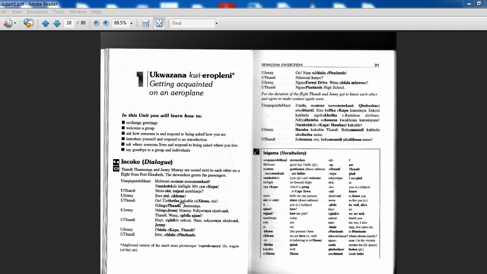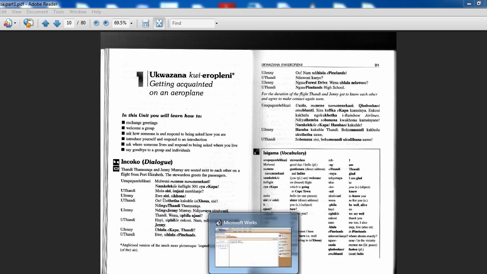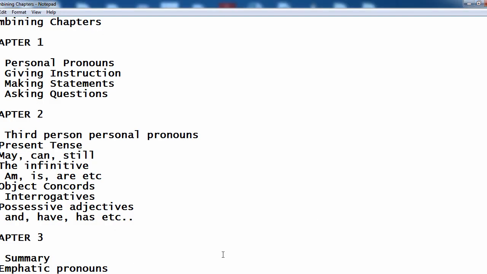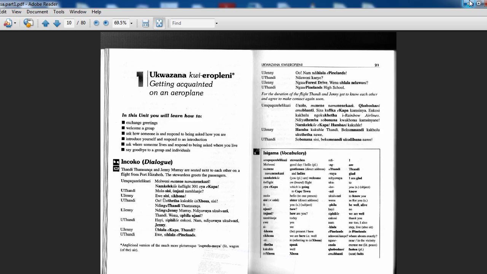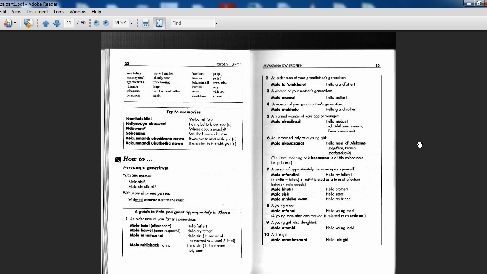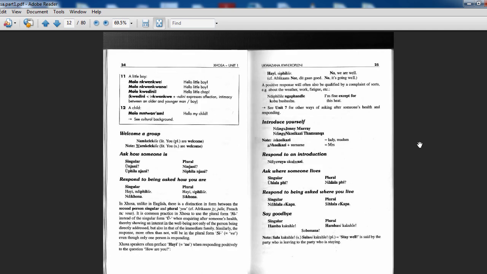I have this and my notepad open just to show you how you need to take notes while going through these chapters. So we're starting from chapter 1. Basically what you want to do is go through the grammar section. So we go to the grammar section.